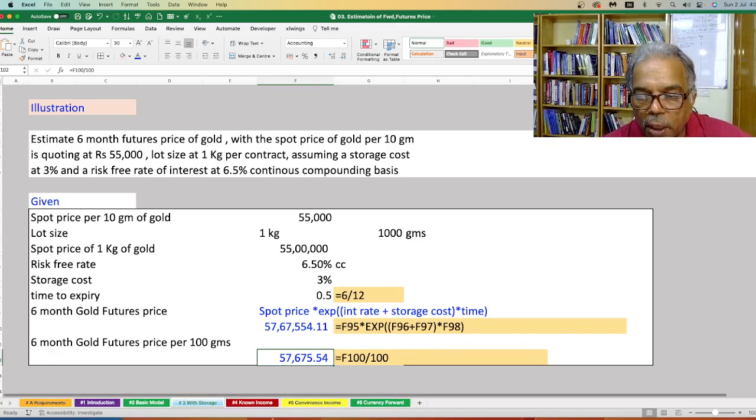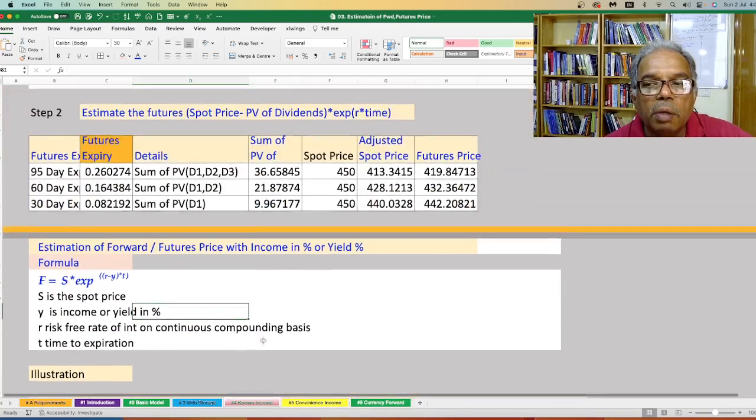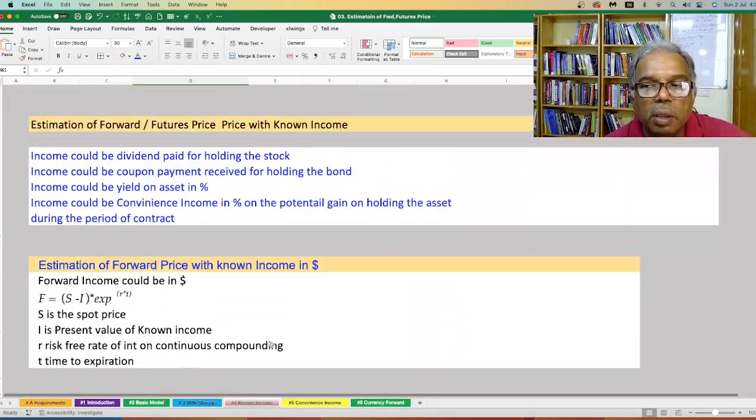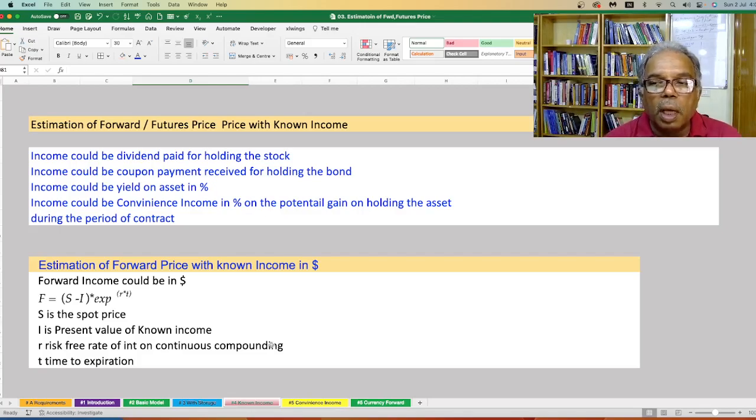Okay, let's go into how do you deal with the income when you want to estimate the forward and the futures price. The income could be a dividend, it could be a coupon payment, and it could be a yield given as a percentage.